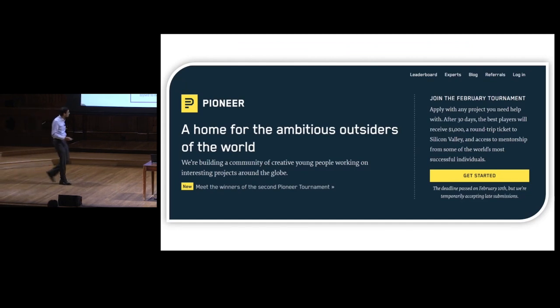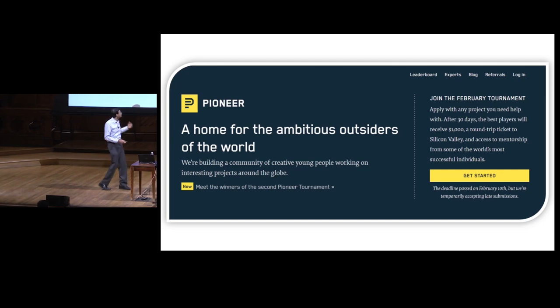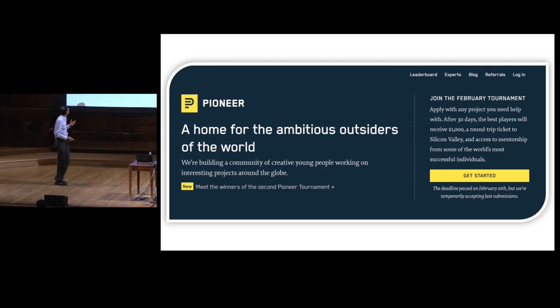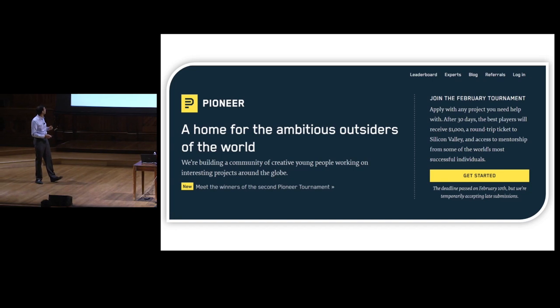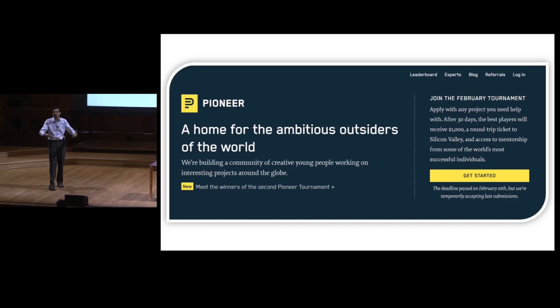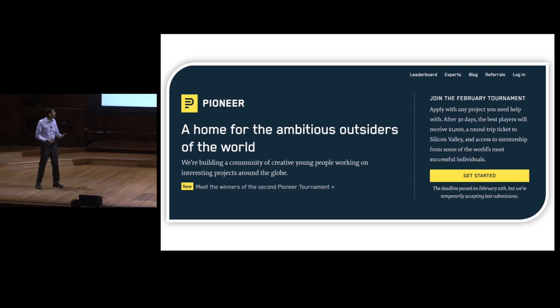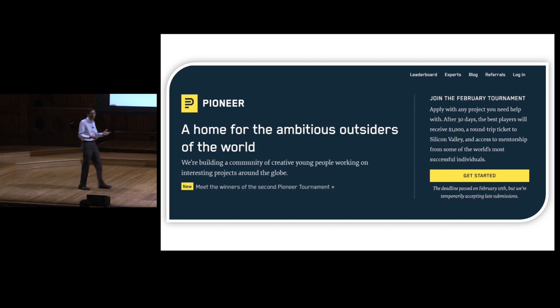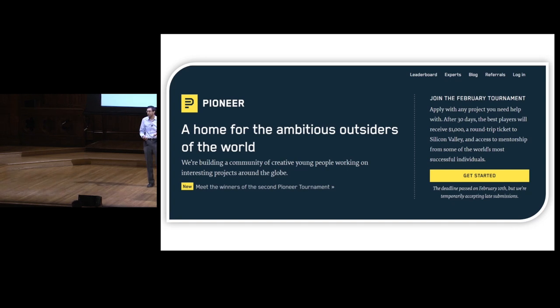And so what they're doing in this group in Pioneer is, as they say, building a community of creative young people working on interesting projects around the globe. Basically what they've tried to do is democratize access to Silicon Valley to the extent they can. So apply with any project you need help with, you get a $1,000 round trip ticket to Silicon Valley, and then some people will receive more substantial funding, I think on the order of $100,000 to pursue their ideas. So this is a small scale effort to try to tackle these issues.